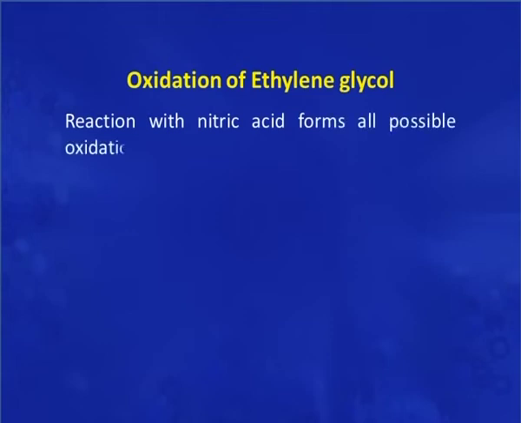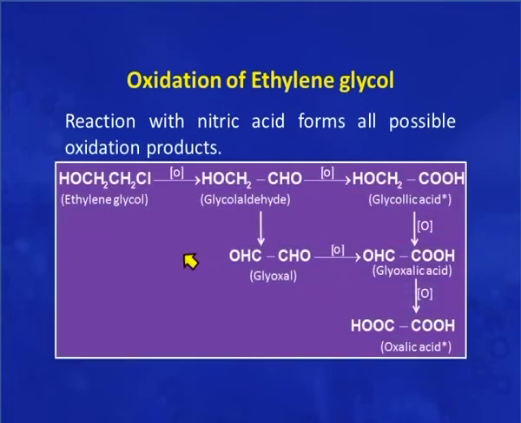Now, some oxidation reactions of ethylene glycol. Oxidation of ethylene glycol gives a number of oxidation products like glycolaldehyde, glyoxal, glycolic acid, glyoxalic acid and oxalic acid. Out of these, glycolaldehyde, glyoxal and glyoxalic acid are quite unstable and are obtained in poor yield. The reason behind the poor yield is that they are quite unstable and are transformed into the more stable glycolic acid and oxalic acid.